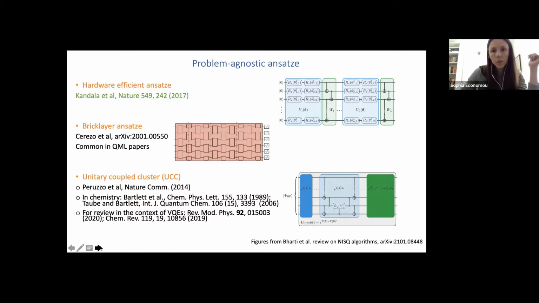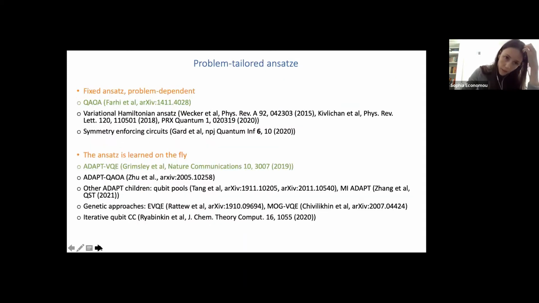All right, so in contrast to these problem agnostic ansatz, we also have problem tailored ansatz, and you can also separate these in two categories. The problem tailored ansatz, as the name sounds, knows something about the problem you're trying to solve, more specifically, knows something about the observable you are measuring. A famous example is the QAOA, Quantum Approximate Optimization Algorithm. I'll go into this in the end if I have time.